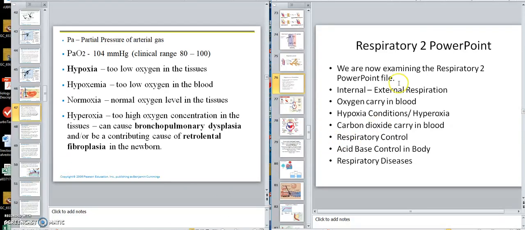Okay, class, where we are now is to talk about hypoxia conditions. Hypoxia. All right. Hypoxia, see, here's the PaO2, arterial. Hypoxia is too low oxygen in the tissues. Hypoxemia is too low oxygen in the blood. So hypoxia, too low in the tissues, hypoxemia in the blood. Normoxia, normal levels in the tissue. Hyperoxia, we talked about that, right?